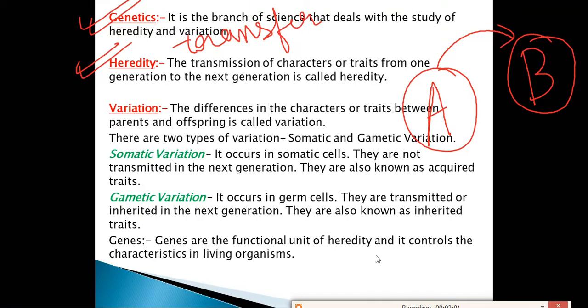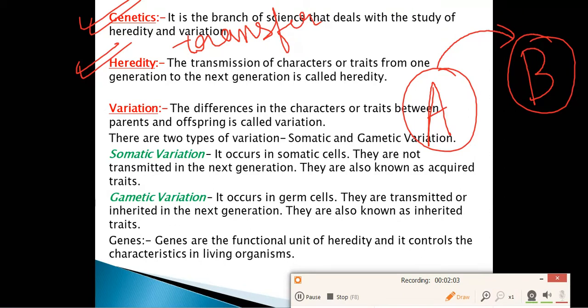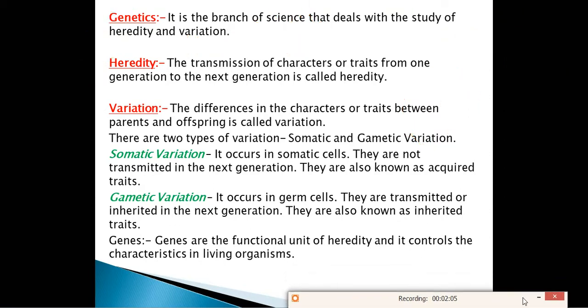Next we have variation. Variation means differences, correct? So what is variation? The differences in the characters or traits between the parents and the offspring is called variation. For example, we are not exactly similar to our parents. Some characters are different between us and our parents, right? So those differences in characters or traits between the parents and the offspring are called variations.